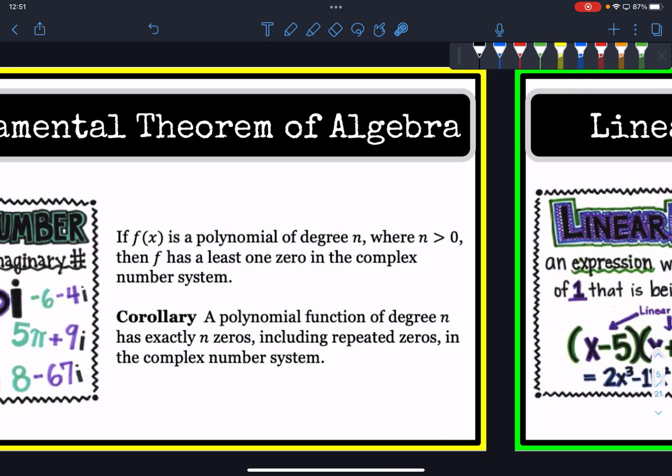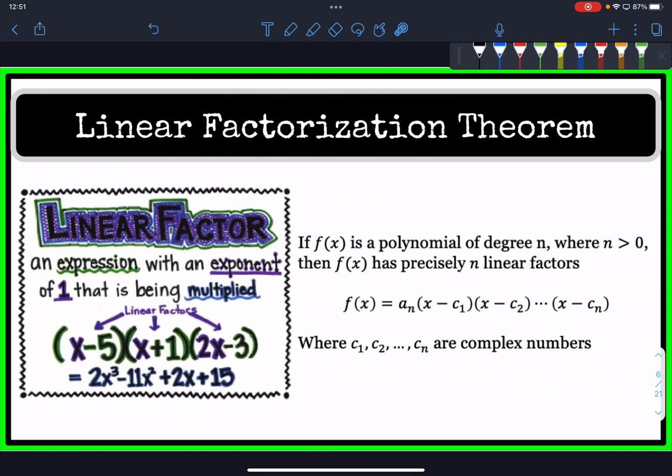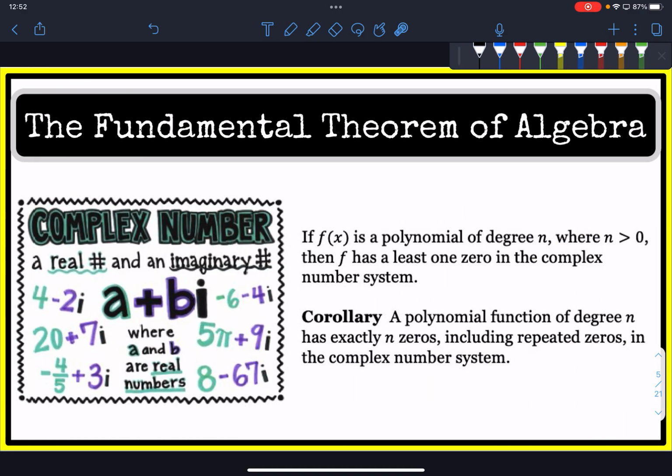Okay. And with this fundamental theorem of algebra, we have the linear factorization theorem, which states that as a result, because we can have exactly this number of complex zeros, then we can write any polynomial as the linear factorization of those values. So any polynomial can be written as n linear factors. So if I have x to the third power, I can multiply 3 linear factors to get this polynomial. And again, where these numbers, c1, c2, and cn, are going to be complex numbers, whether that complex number falls into this format or just simply the a or simply the pure imaginary number.